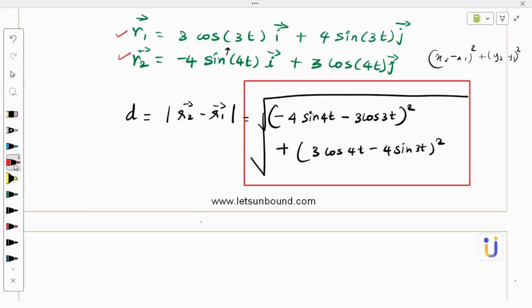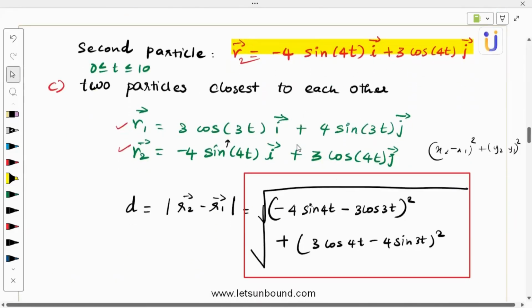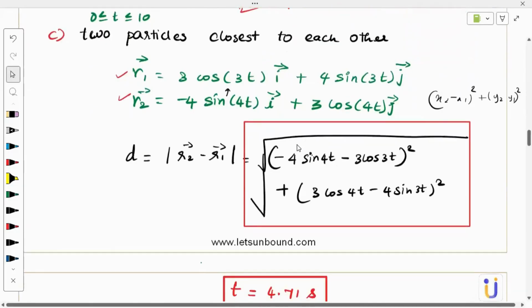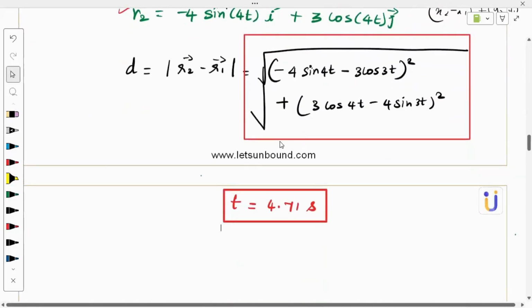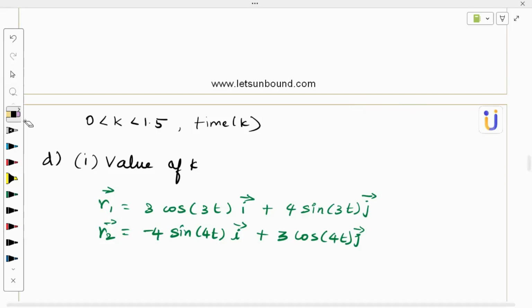So from the graph, we got t equal to 4.71 seconds. What is this t? This is the time when the two particles are closest to each other, right? And next, at time k, where k is between 0 and 1.5, both excluded, we need to find when the second particle is moving parallel to the first particle. Either in this way or this way, they are moving parallel. Find the value of k in this case.